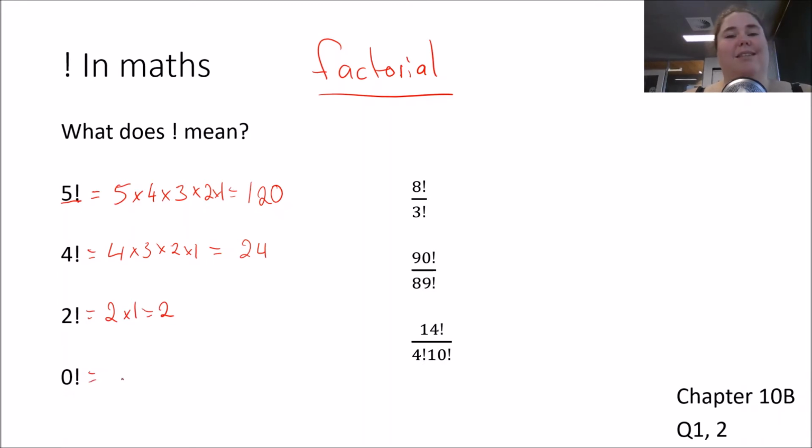0 factorial isn't 0, okay? 0 factorial is 1. That is a key thing that you need to note, all right? We don't want to get that one confused. Then we want to be able to simplify fractions with factorials.